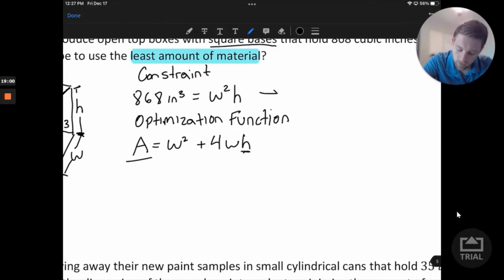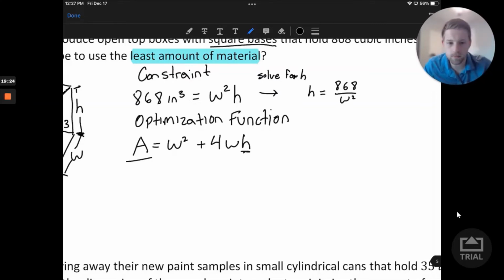So I'm going to, again, solve for the height, H. That'll leave me with a function of W. So we're going to have really just dividing by W squared, I think, is going to give me H. That would be H is equal to my 868 divided by W squared. So that's what I'm going to go ahead and use as my substitution.